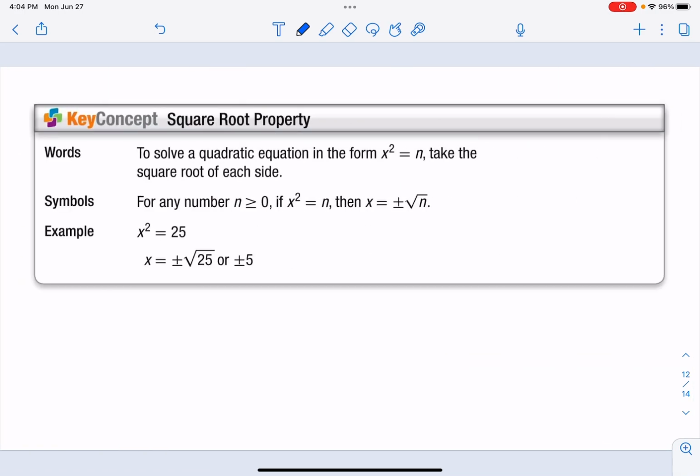Okay, square root property. When we solve a quadratic equation where x squared equals some number, we take the square root of both sides. And then remember that when you square root both sides, you have to remember the plus and minus. So the equation x squared equals 25, we square root both sides, and it's the square root of 25 plus or minus, so that's why we get plus or minus 5. Because 5 squared is 25 and negative 5 squared is also 25.